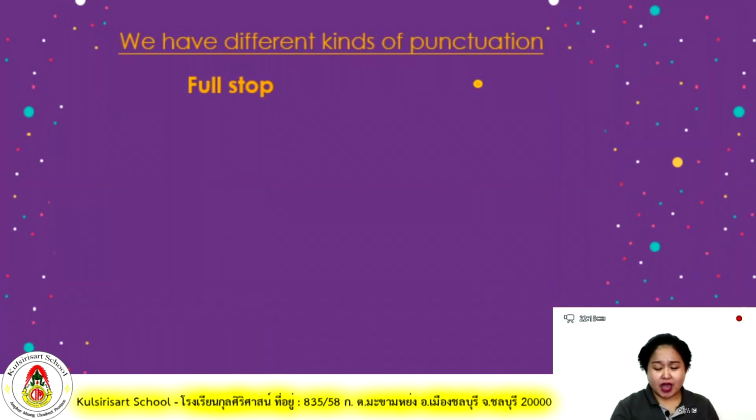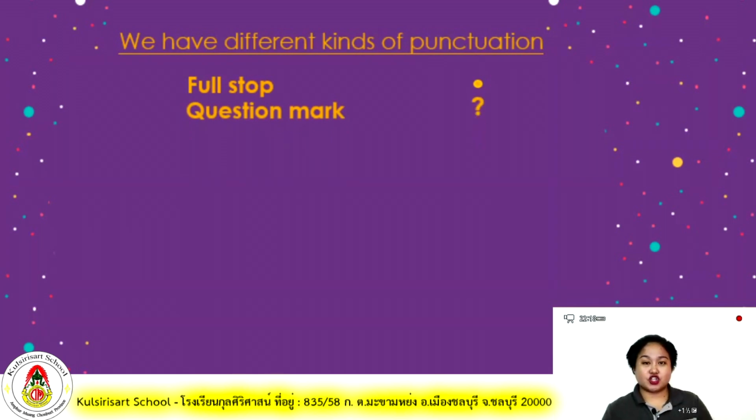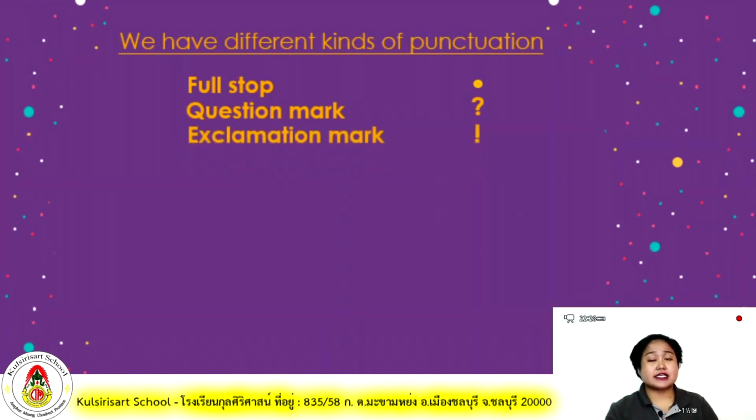Very good. We also have the punctuation question mark. Can you say question mark? Very good. Next, we also have exclamation mark. Can you say it again? I can hear letter X. Can you say X? Again, X. Exclamation mark. Very good. Next, we also have colon. Can you say colon? Louder.